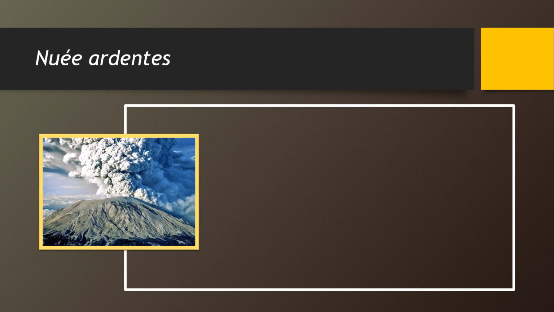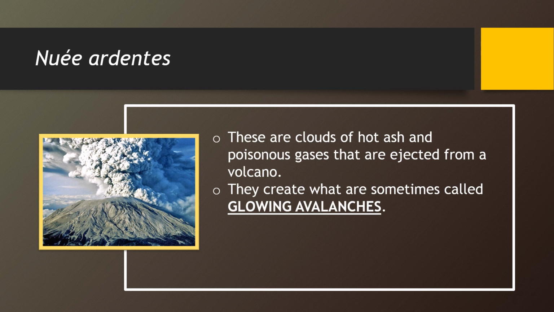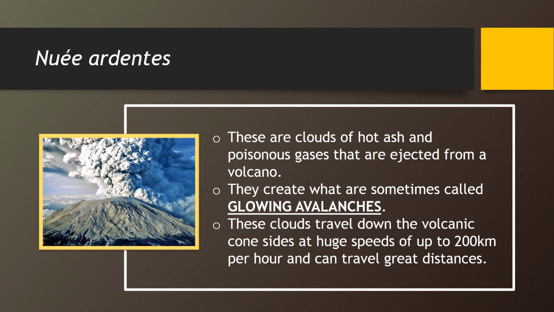So we also have here the Nuée ardentes, or what we call the cloud of hot ash and poisonous gases that are ejected from a volcano. They create what are sometimes called the glowing avalanche. These clouds travel down the volcanic cone sides at a huge speed of about 200 km per hour. So imagine the speed, and they can travel great distances.